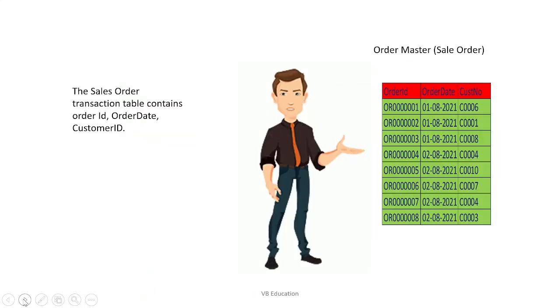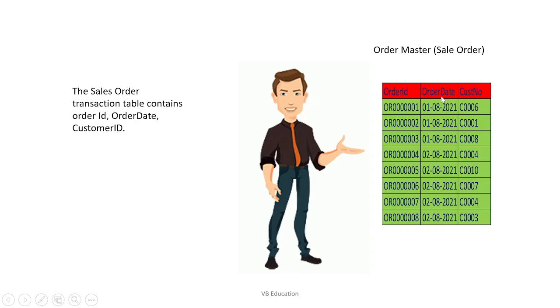Okay. The sale order transaction table contains order ID, order date, and customer number. Now here, just by looking at the sale order, you can only see the customer number. You cannot find out the customer name, isn't it? So you have got order ID and order date, but you don't have the customer details here. Also, we don't have the product details. So we can only identify that C0006 has ordered something on 1st of August, and the order ID is OR6901. Okay, fine.